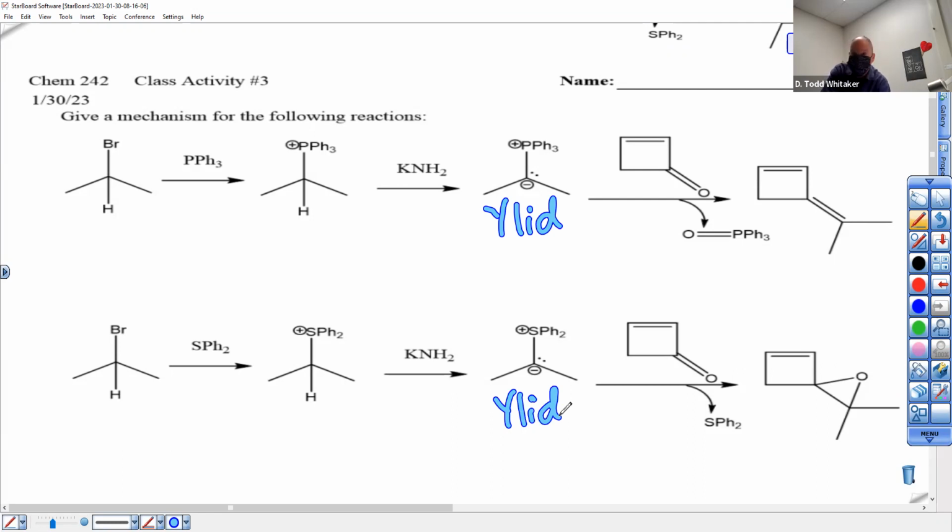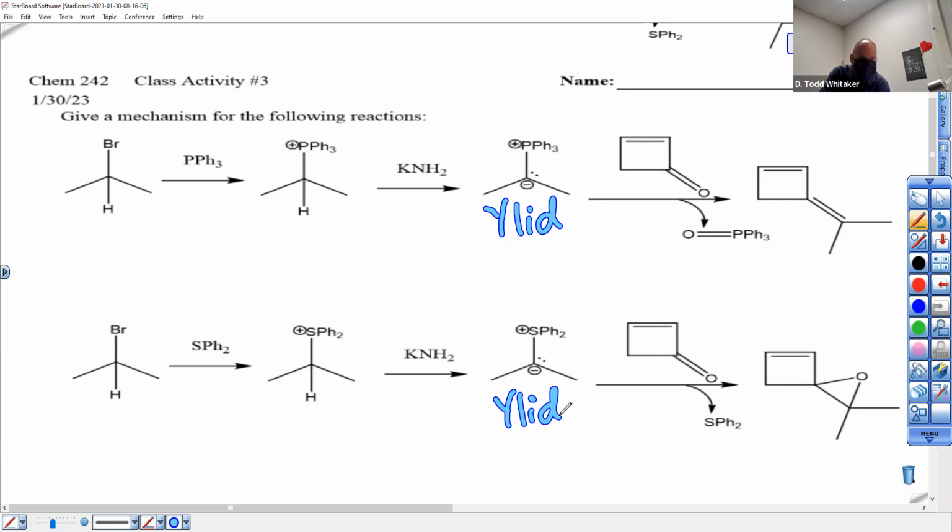What makes something an ylid is a good question right now that we should be able to answer based on what's on the screen. What makes something an ylid? What do they both have in common? They do not have to have phosphorus, but yes, they do have that in common. Oh, no, the other one doesn't have phosphorus. Sulfur on the bottom. They don't have to have phenyl groups, by the way. That could be other groups up there.